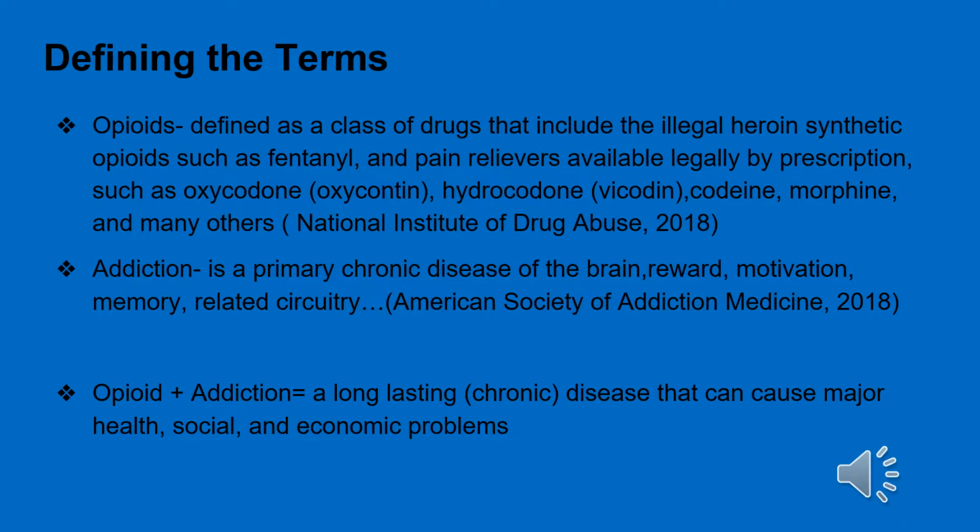Before continuing with the presentation, let's define the key terms. Opioids are defined as a class of drugs that include the illegal heroin, synthetic opioids such as fentanyl, and pain relievers available legally by prescription, such as oxycodone, hydrocodone, codeine, morphine, and many others. Addiction is a primary chronic disease of brain reward, motivation, memory, and related circuitry. It typically takes the brain 18 months to recover from addiction. And opioid addiction yields a long-lasting disease that can cause major health, social, and economic problems.